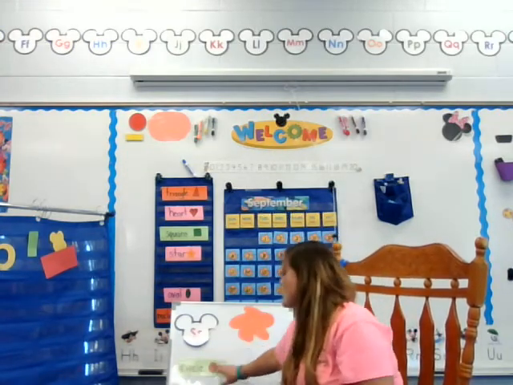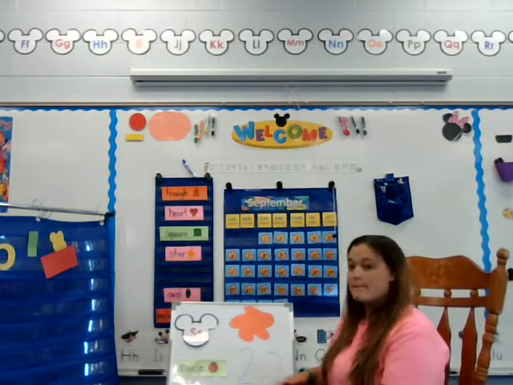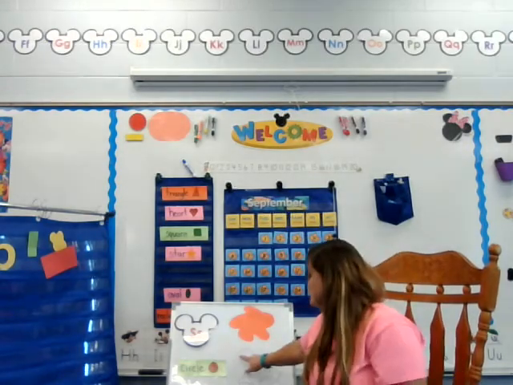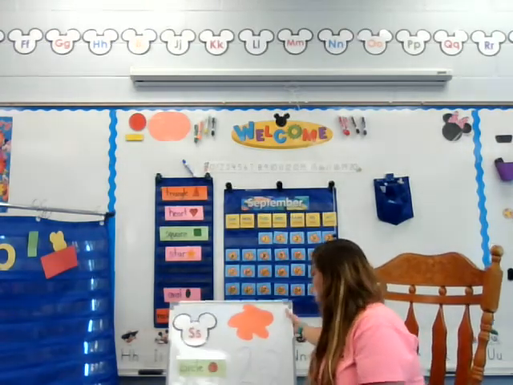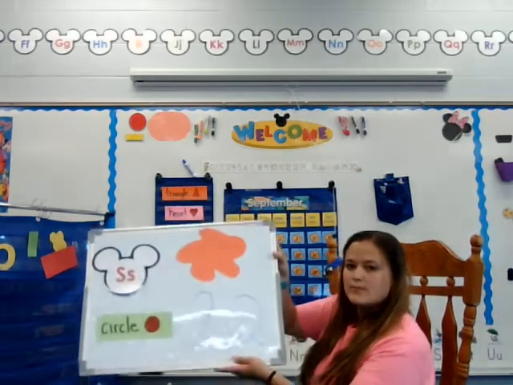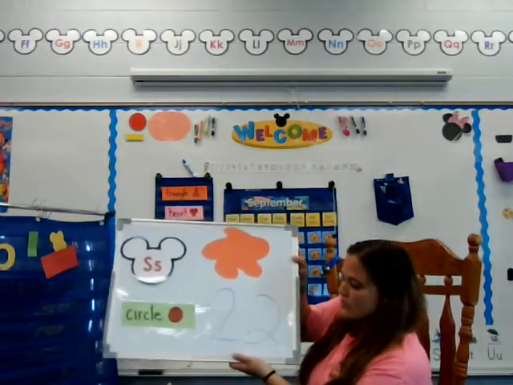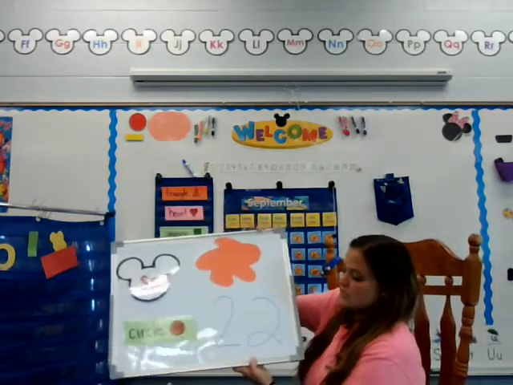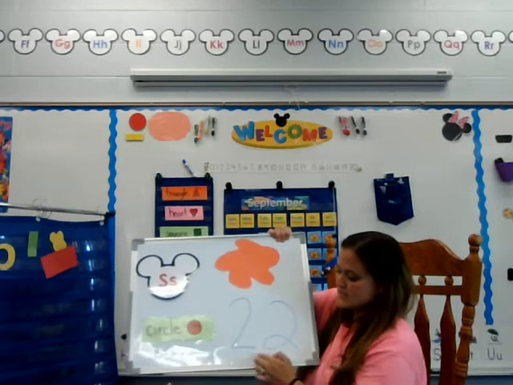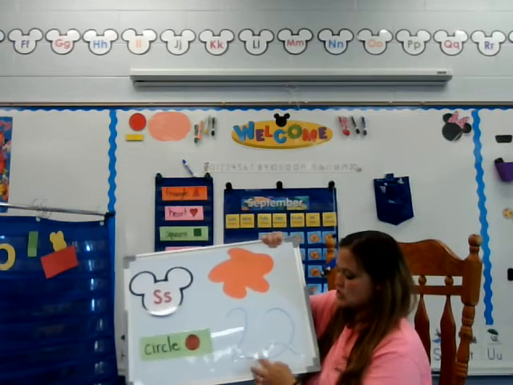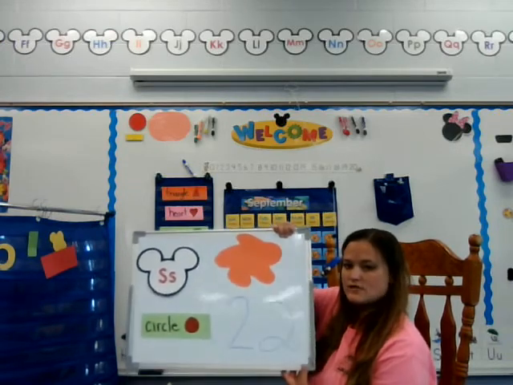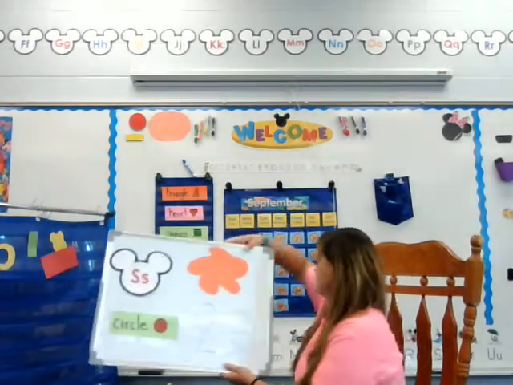Red, good job. So our number of the week is the number 2. Let's count, ready? 1, 2. And this is the number 2. You can see there are 2 different ways to make the number 2. Sometimes you see it written like this, and sometimes it's like a swirl at the bottom. So you might see a 2 either of those ways.